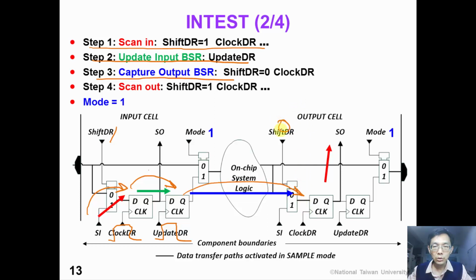So shift DR is controlled to 0 again. When we pulse the clock DR, we capture the system logic output in this flip-flop. And then in the final step, shift DR is changed to 1, and when we pulse the clock DR, we can shift out the response for observation. Please note that during this process, mode is always equal to 1, so we can test the on-chip system logic.